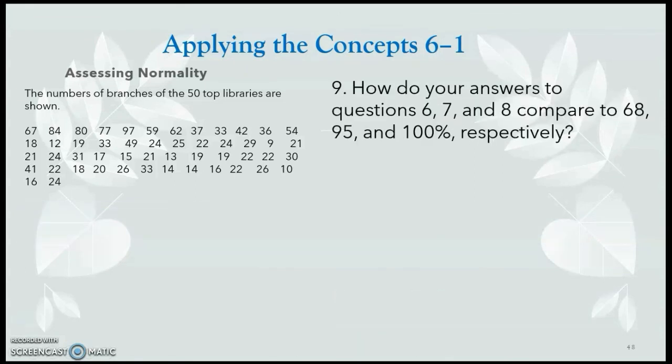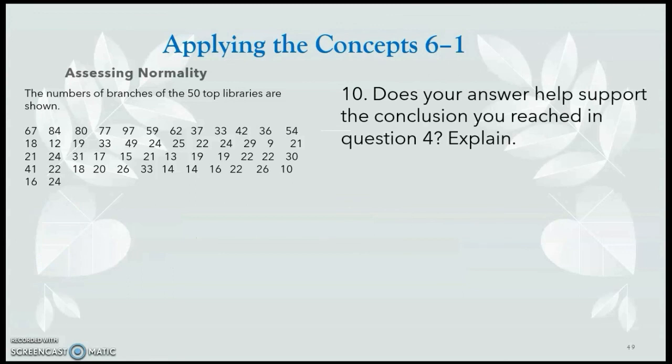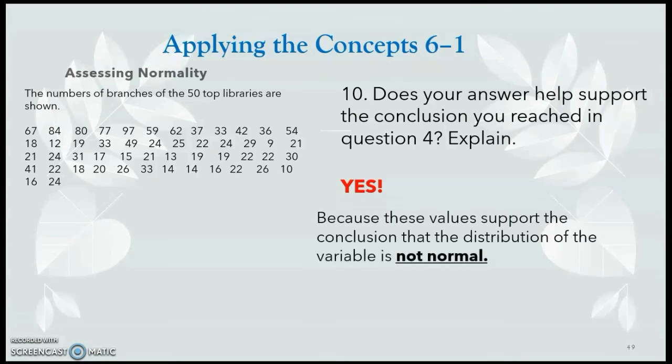Next question, how do your answers to questions 6, 7, and 8 compare to 68, 95, and 100% respectively? My answers in 6 to 8 differ from the 68, 95, and 100% that we commonly see in a normal distribution. Last question, does your answer help support the conclusion you reached in question 4? Yes. Why? Because these values support the conclusion that the distribution of the variable is not normal.